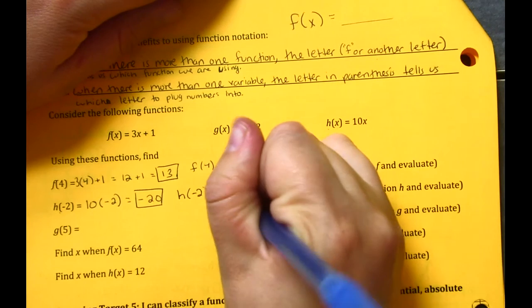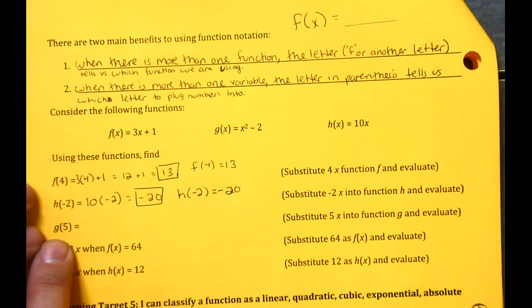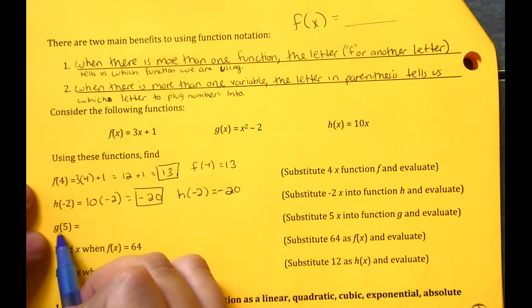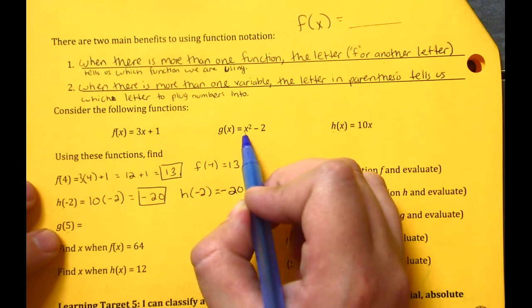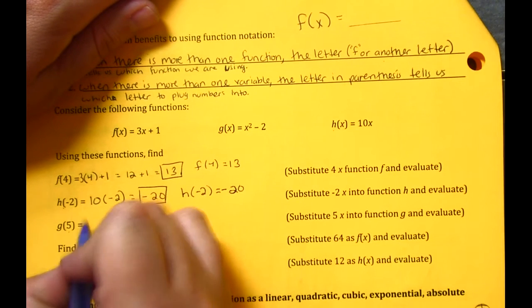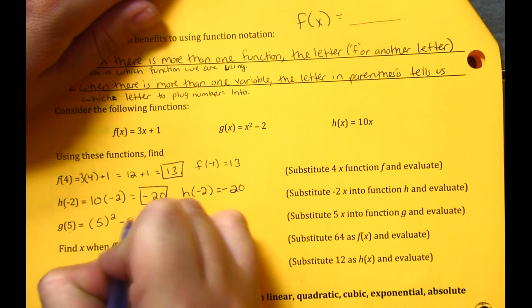Okay. Now lastly is g for these first three. So that means we're looking at this middle function here. And we're looking at g of 5, which means instead of x, we're going to put a 5 in there. So we have g of 5 equals 5 squared minus 2.